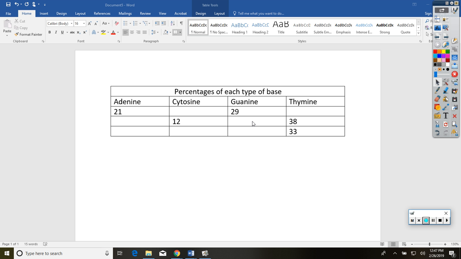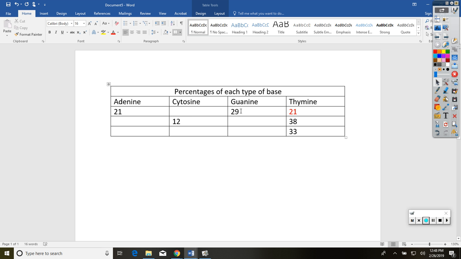And we know that adenine and thymine should be equal, and cytosine and guanine should be equal, and that all of this should add up to 100%. So if you are given the percentage of adenine in the DNA of some organism, you can figure out the percentage of thymine because it should be equal with the percentage of adenine in that organism. So if it's 21% adenine, it's 21% thymine.